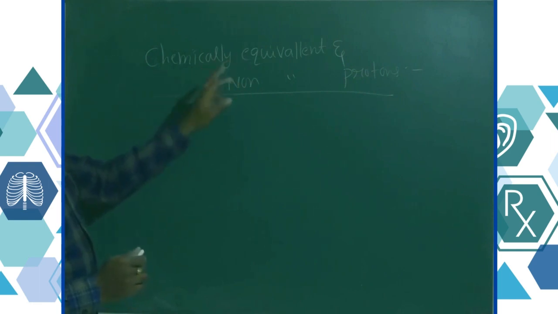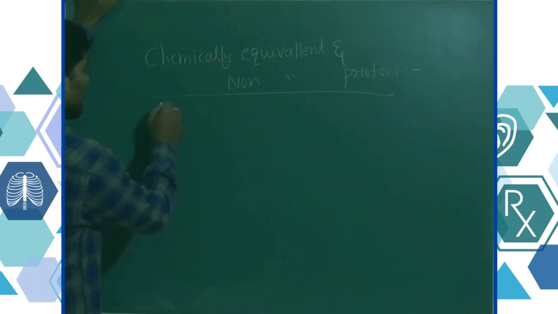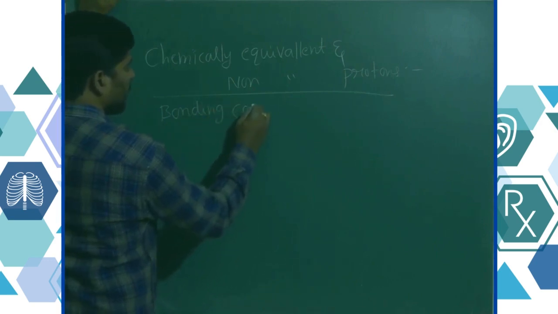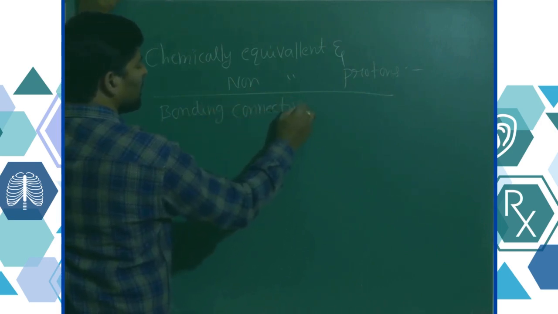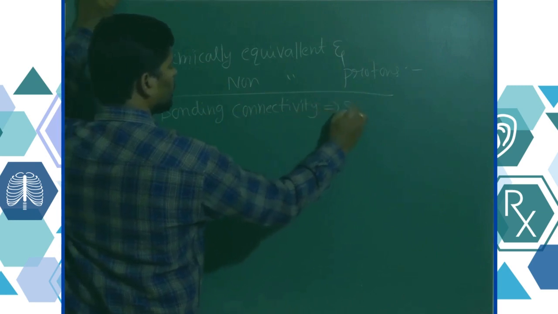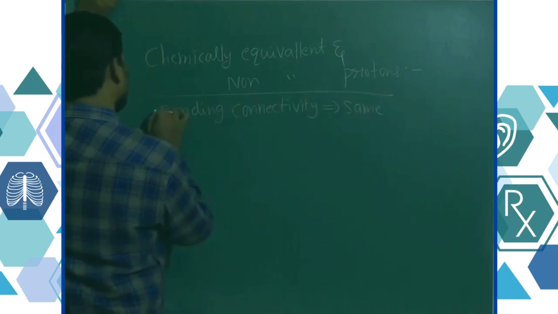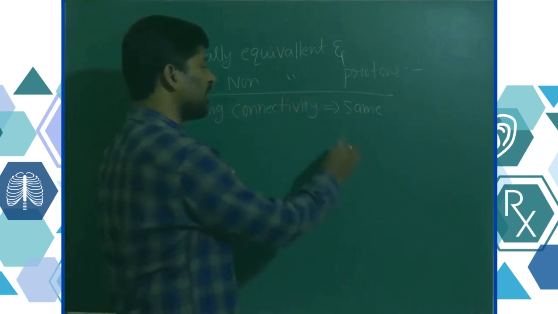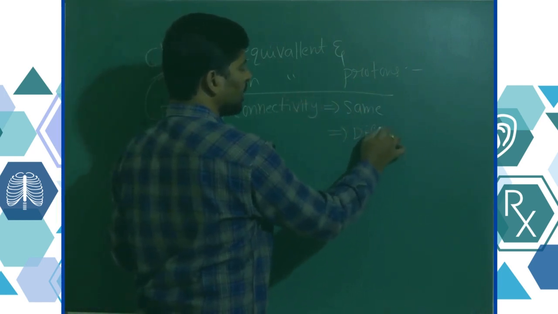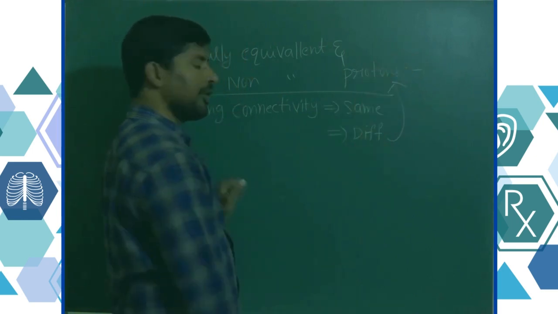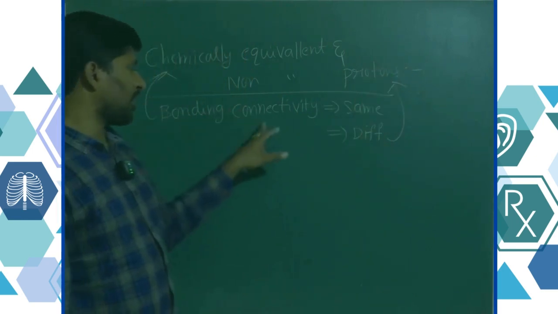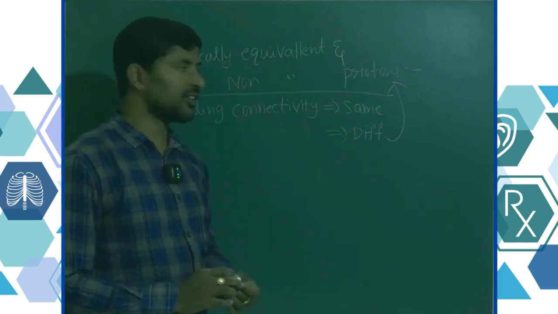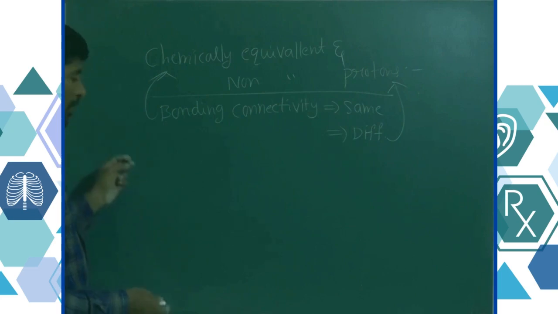So, chemically equivalent and non-equivalent protons. The protons whose bonding connectivity is the same are said to be chemically equivalent protons. The protons whose bonding connectivity is different are said to be non-equivalent protons. The protons whose bonding connectivity is the same are chemically equivalent protons. The protons whose bonding connectivity is different are said to be chemically non-equivalent protons.